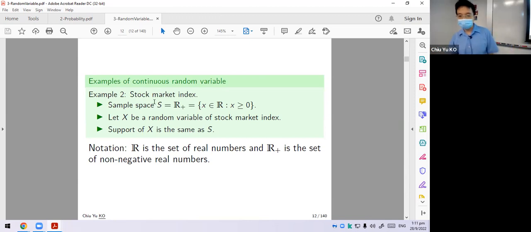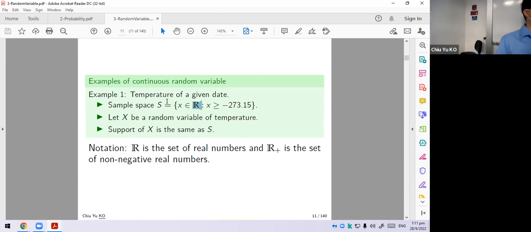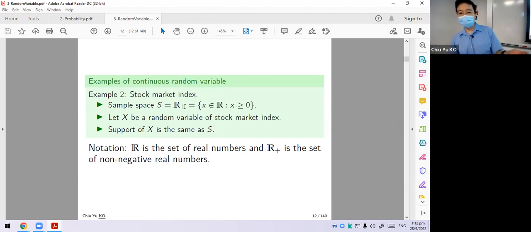Do note that in both cases the sample space is the same as the support, because the thing you are measuring is already a number. So it's actually a random variable itself. Take a stock market index, for example. It captures the performance of all the major stocks, say the Hang Seng Index, which covers 70-something stocks in Hong Kong. You don't care how each stock behaves; at the end one number comes out, so this is already a random variable.